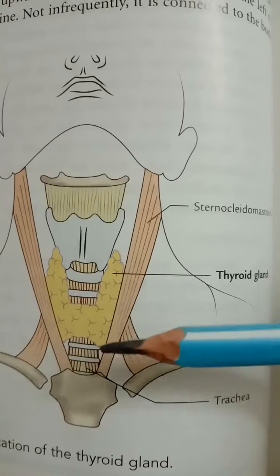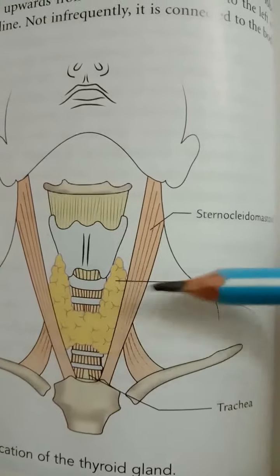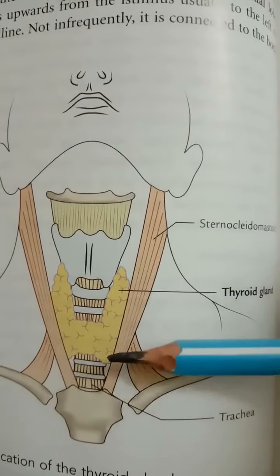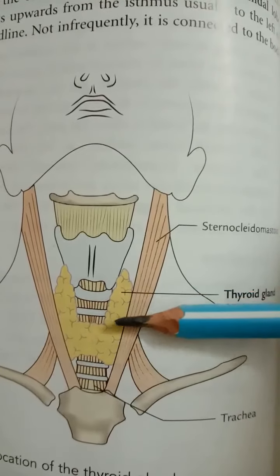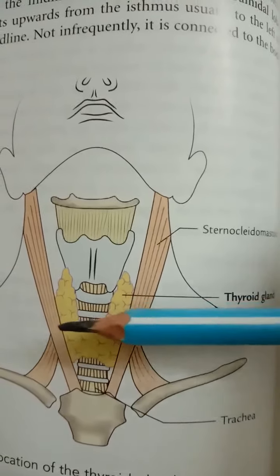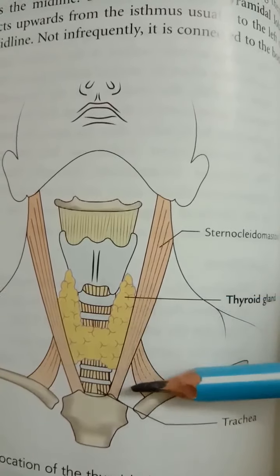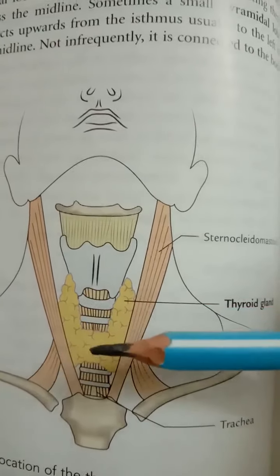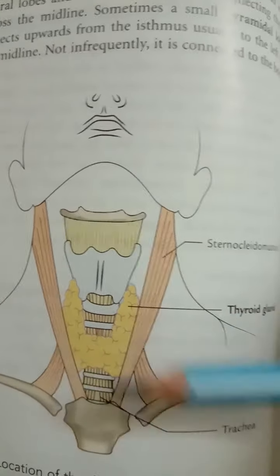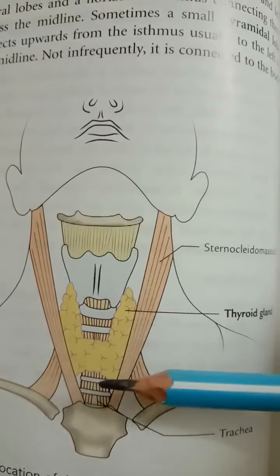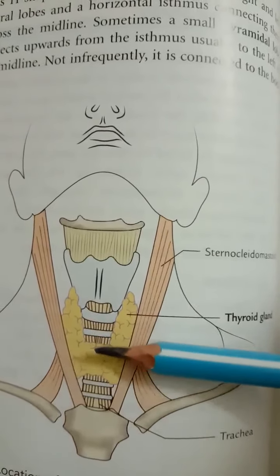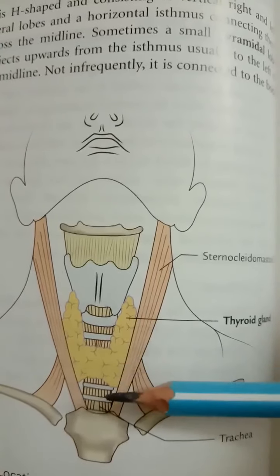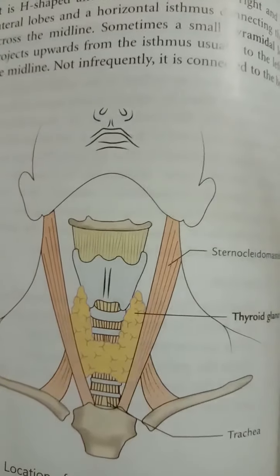Then weight and dimensions of the thyroid gland. The weight of the thyroid gland is about 25 gram, and two lobes are present. Each lobe of the thyroid gland is 5 cm long, 3 cm wide and 2 cm in thickness, that is 3, 5, 3, 2, the odd number. Then the isthmus measures about 1.5 cm. So this is the isthmus, the middle part. It is about 1.25 cm in both vertical and transverse diameter.